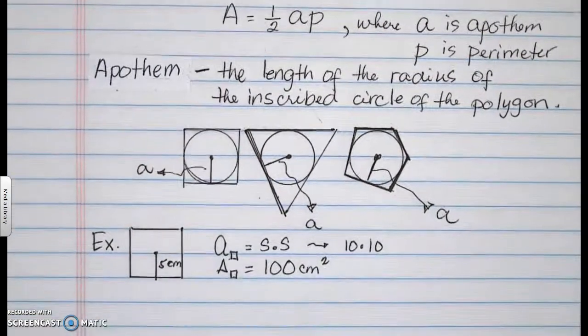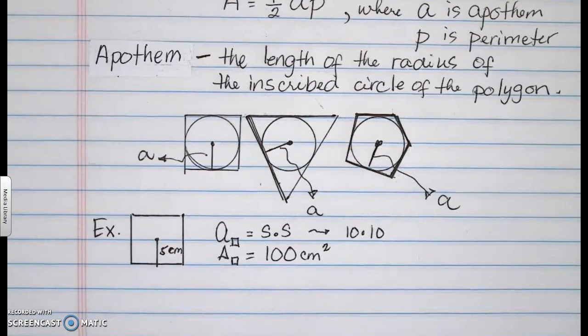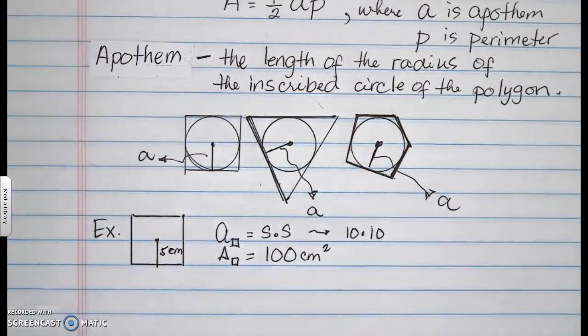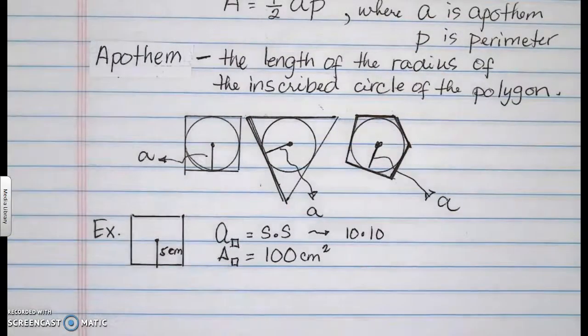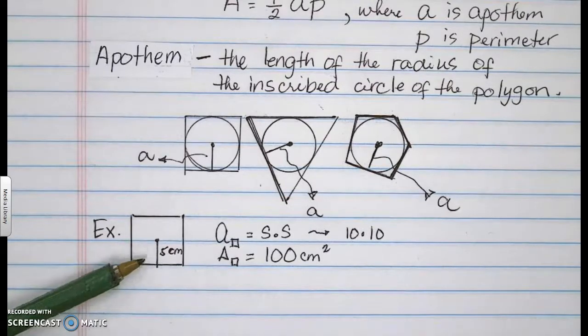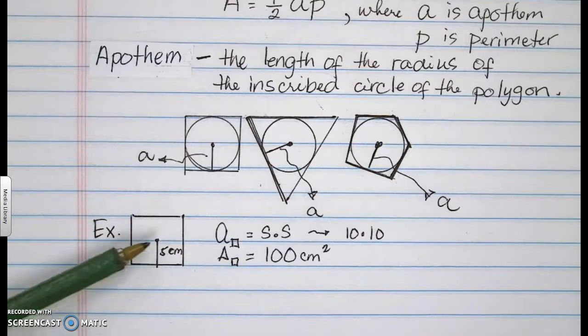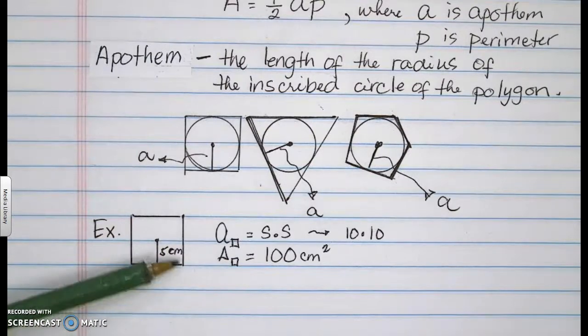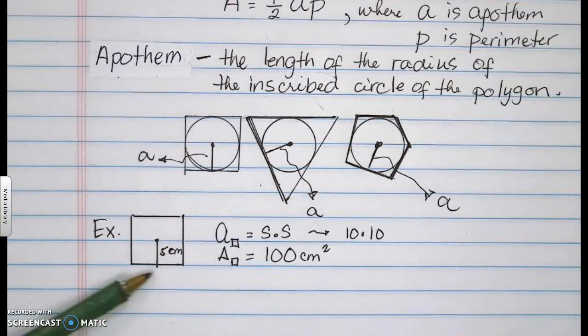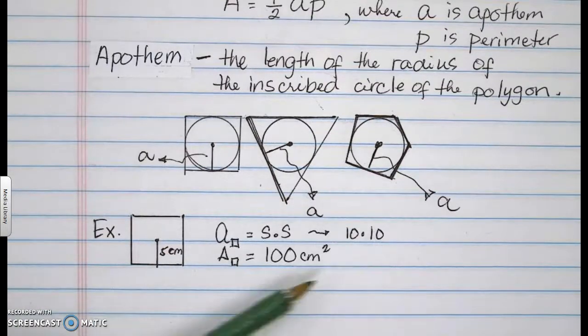My first example is a square. We all know that a square is a regular polygon because of the sides being congruent and the angles being congruent. We also know that the area of a square is side times side, or base times height. The apothem here is given, and the apothem is 5. However, I can translate this to the other side, which will make this become a 10. And this side is also 10. And so 10 times 10 is 100 centimeters squared. That is the area of your square.